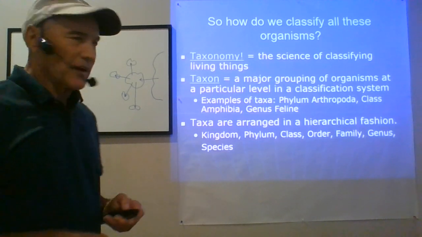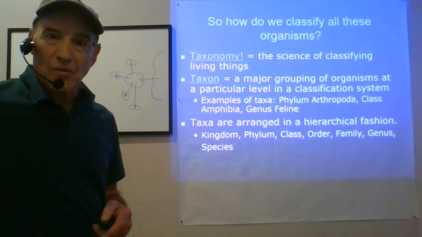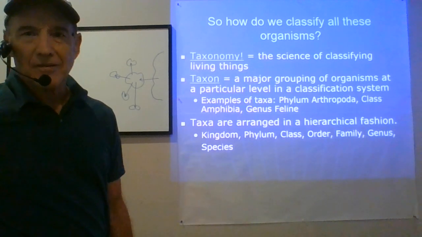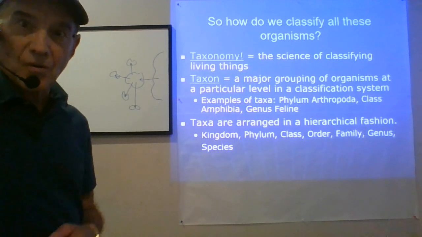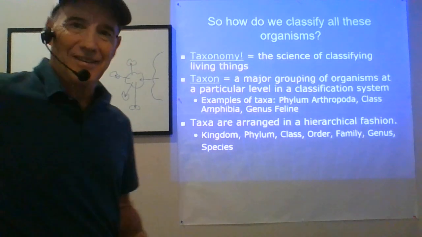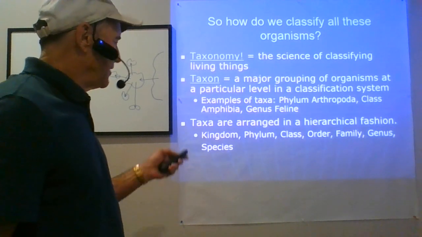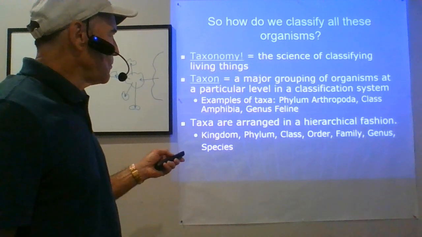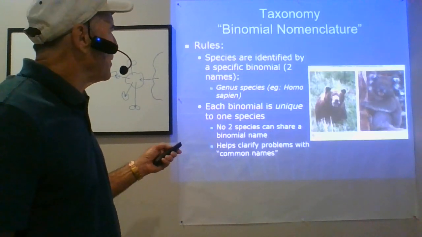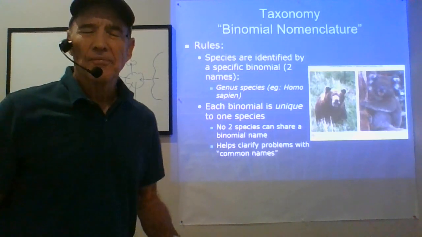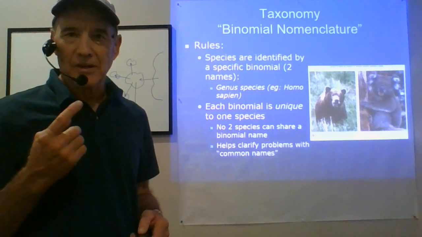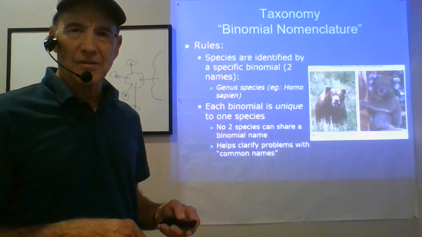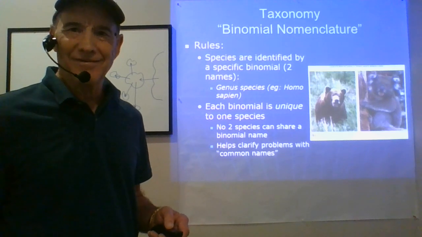So remember that. Kingdom, phylum, class, order, family, genus, species. Okay? Taxonomy has a binomial nomenclature, two-name nomenclature, two-name naming.